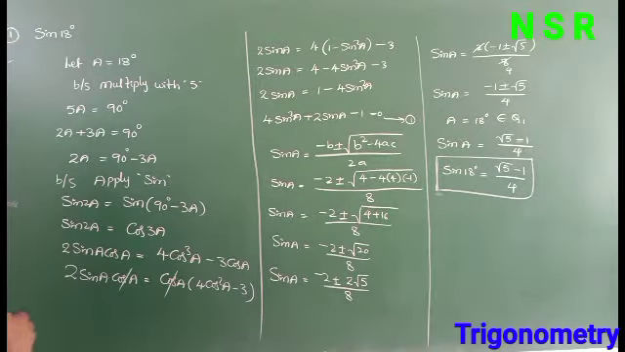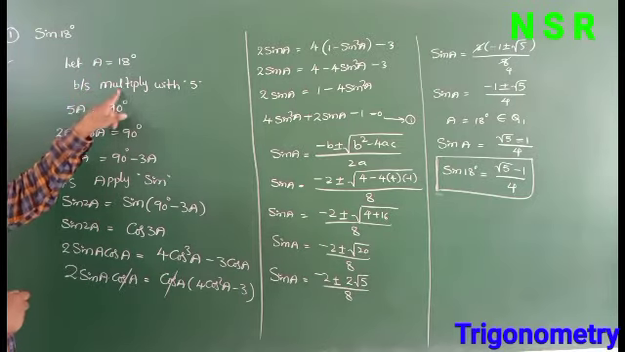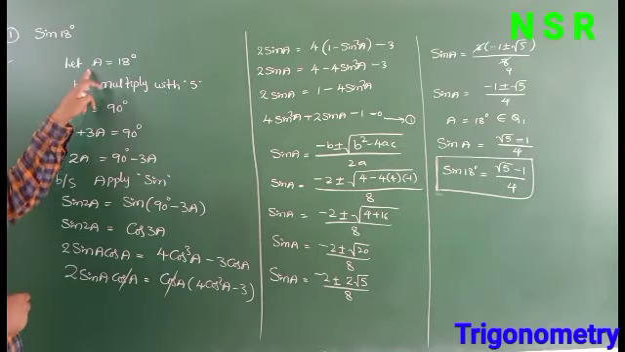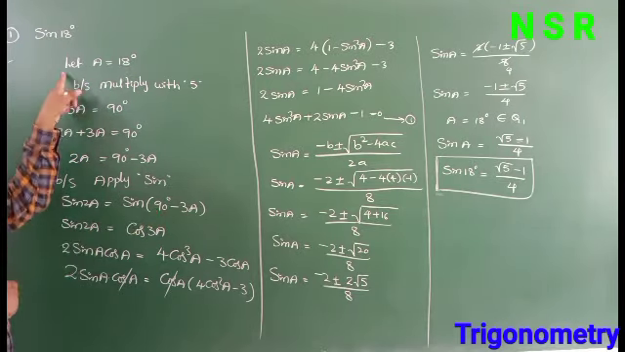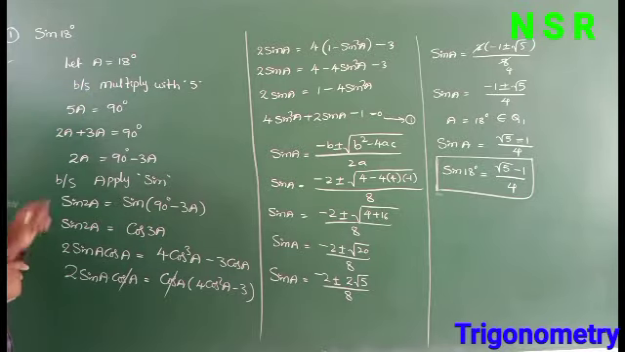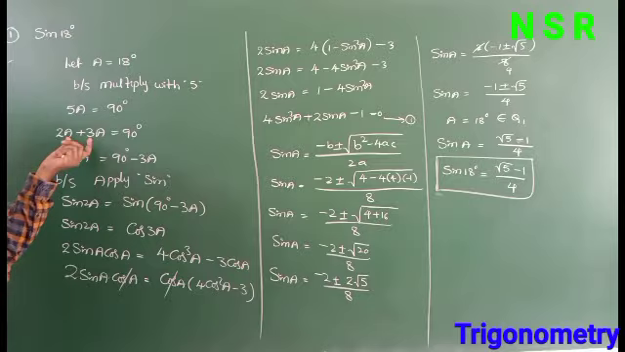So sin 18 is an important one. Once again, repeat: first take a equal to 18 and multiply both sides by 5. Why multiply by 5 here? 5 into 18 is 90. You know sin 90 minus theta and cos 90 minus theta. So that's why we multiply both sides by 5, we get 5a equal to 90. 5a we can write as 2a plus 3a. So you know the sin 2a formula and sin 3a formula. So after moving 3a to this side, we get 90 minus 3a.